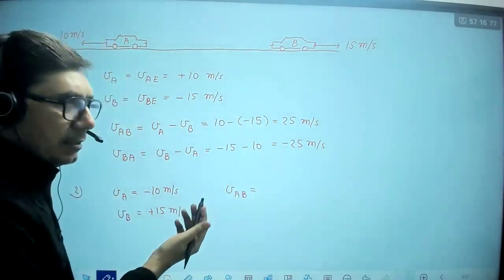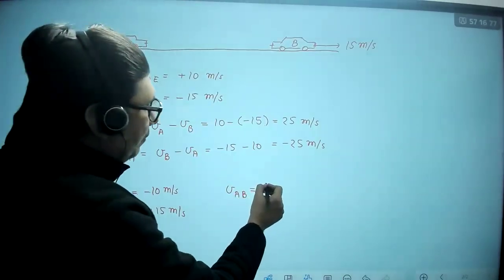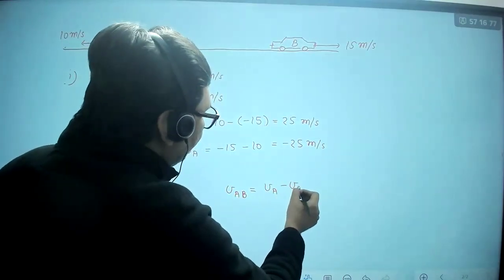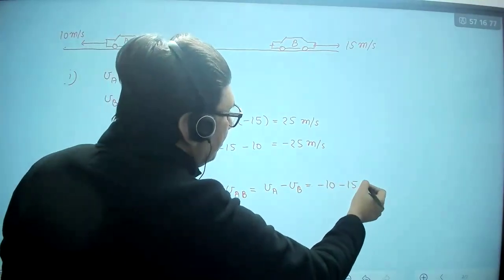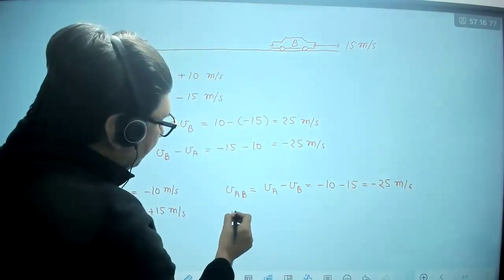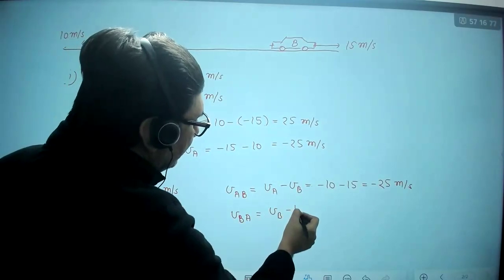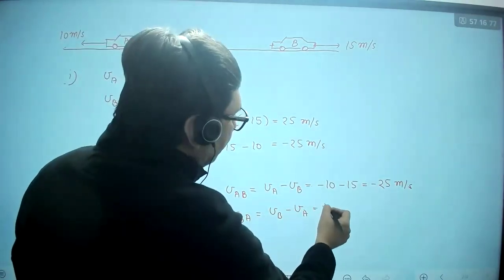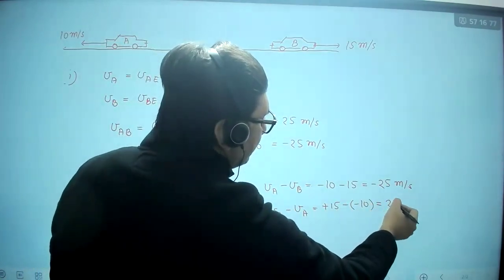Here Earth is hidden. This is VAE, this is VBE. So VAB will be VA minus VB. How much is VA? That is minus 10 and minus 15. So this will be minus 25 meter per second. And what will be VBA? VBA will be VB minus VA, that will be equal to plus 15 minus minus 10. So this is 25 meter per second.